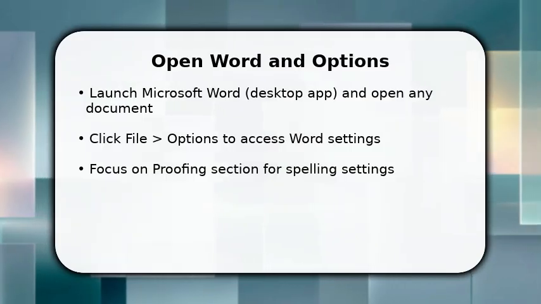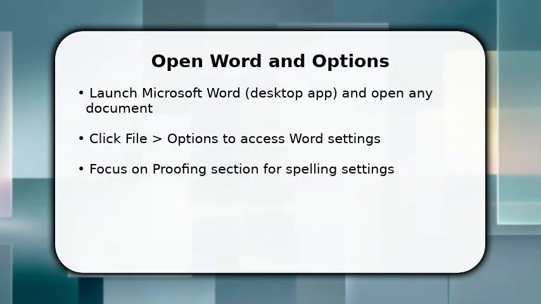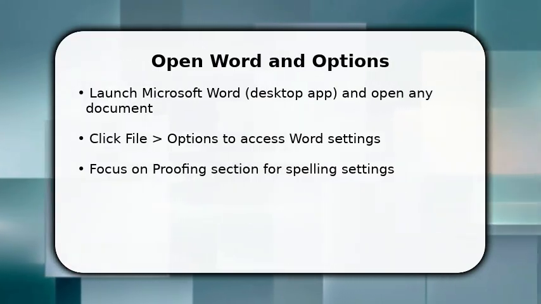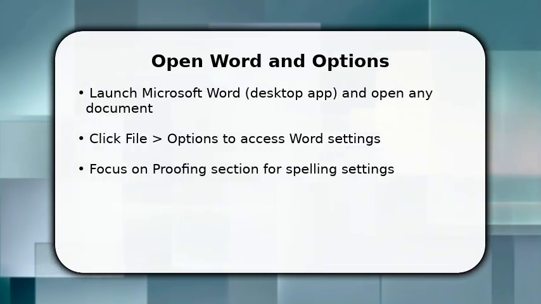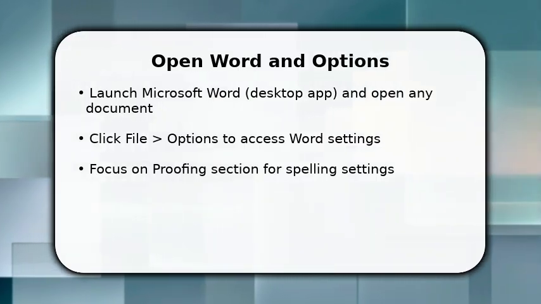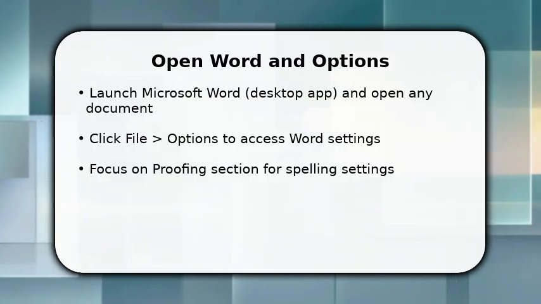You'll start inside Word. Open a document so settings apply to the active profile. Once the document is open, click File, then select Options at the bottom. Make sure you're using the desktop version. Web or mobile interfaces differ.